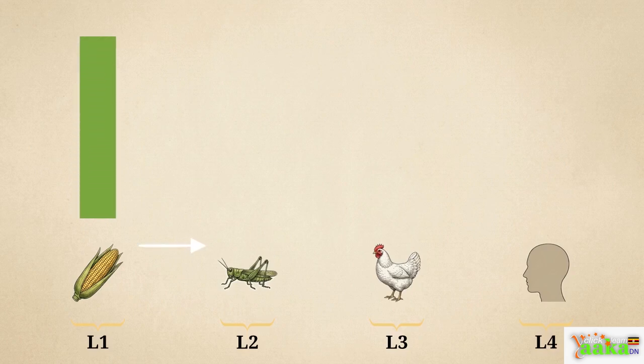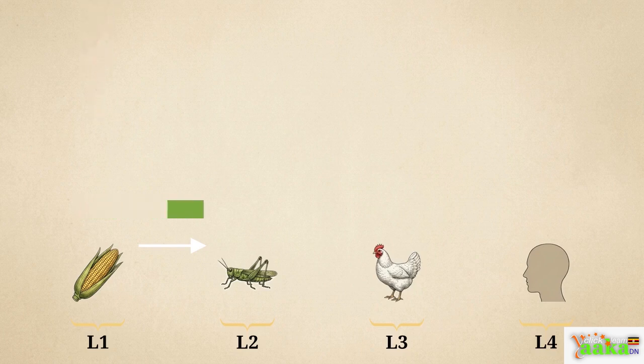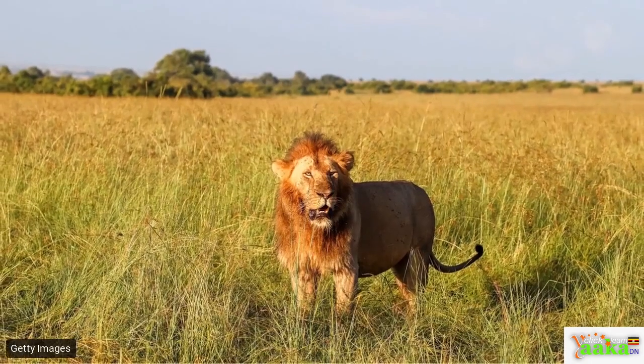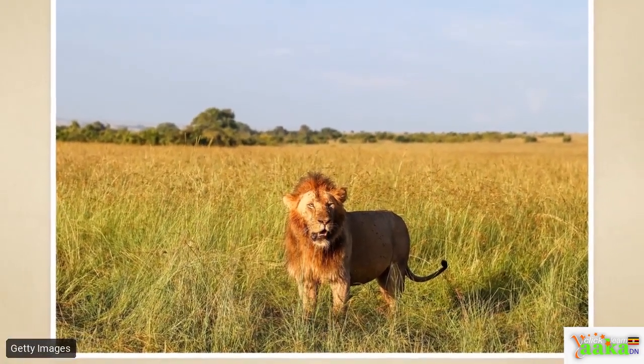This chart shows the energy available at each step. As you move from level 1 to level 2, most of the energy doesn't make it. About 90% of it is lost as heat, movement, and waste. Only a tiny fraction is actually stored in the animal's body to be passed on to the next predator. By the time you reach a top predator at trophic level 4, there is very little solar energy left.